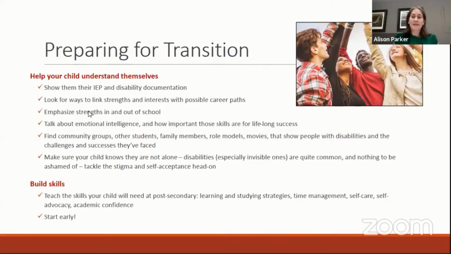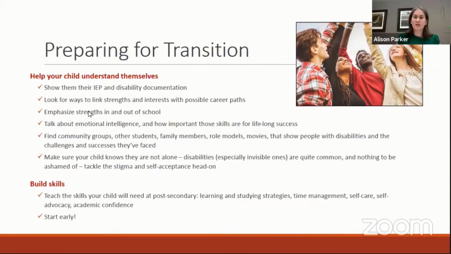I want to highlight some things that parents can do together with their students to help them prepare for the transition. And I know that Lawrence went over some of these as well, but I'm happy to reiterate them because they're quite important. One of these is really helping your child to understand themselves. So we suggest showing your child their IEP, showing them their disability documentation, letting them read through that and really understand what's there, and looking at their strengths and how you can link their strengths and interests with possible career paths, and especially strengths out of school: cooking, gardening, artwork, helping others, those types of skills.